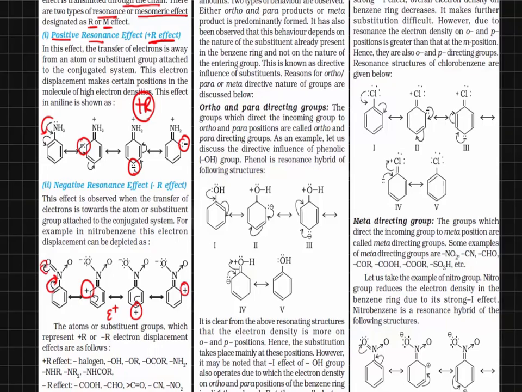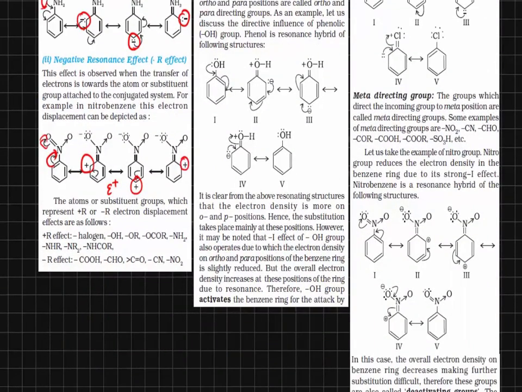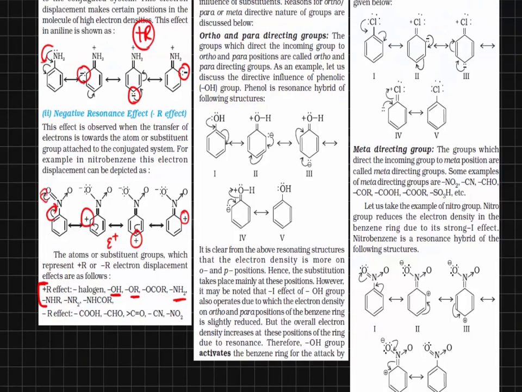Now, here are the examples of plus R groups: OH, which we just studied, OR, ethers, or NH2, aniline, which the example is given to you over here. So, these are groups having plus R effect. In minus R, you have aldehyde, which we had just shown, and NO2, they withdraw electrons from the ring. So, you must memorize these examples of minus R and plus R.